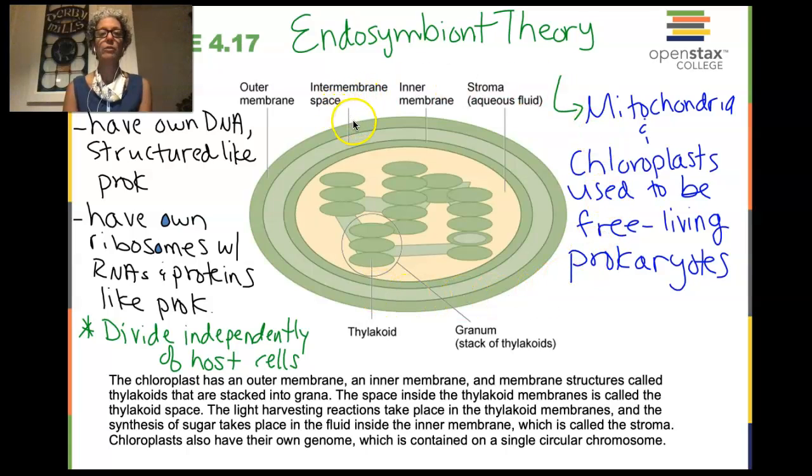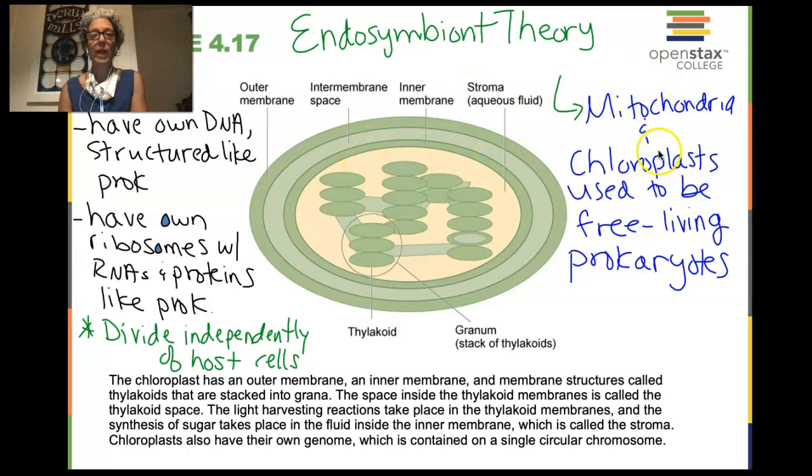It has a smooth outer and a smooth inner membrane, and then it has a third membrane. The nucleus has two membranes. They're both fairly smooth. The mitochondrion has two membranes. The outer one is smooth and the inner one is wavy. The chloroplast has three: outer smooth, inner smooth, and then these little bitty ones inside are called the thylakoid. And if we have a stack of thylakoids, that is called a granum. The fluid inside of a chloroplast is called the stroma.